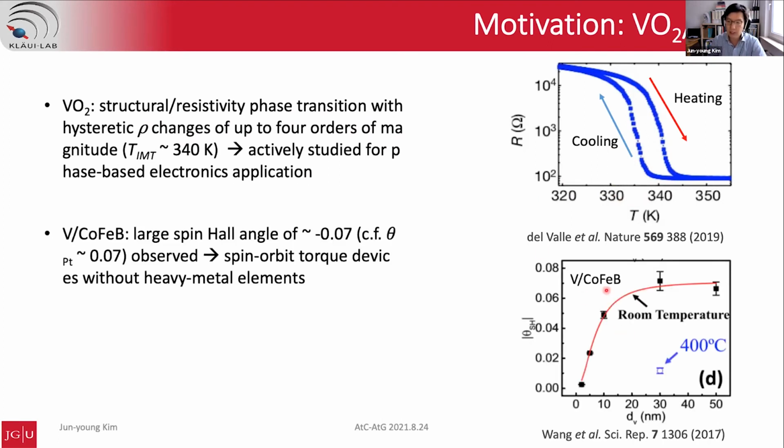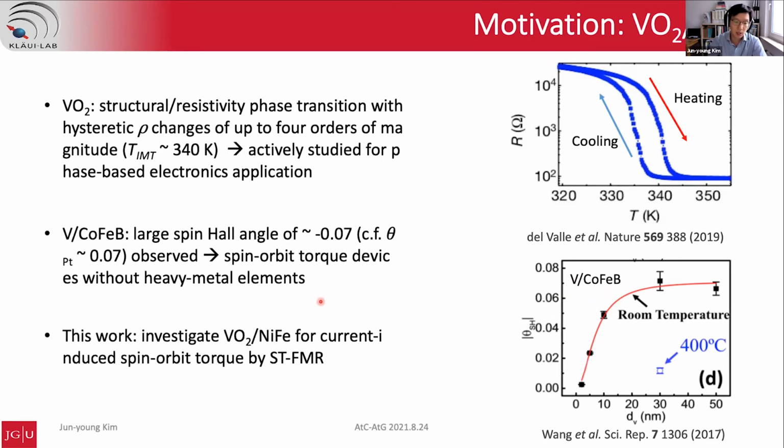our interest was kindled by the observation of a large spin Hall angle that's comparable to that of platinum in metallic vanadium, which then enabled possible spin-orbit-torque devices with a large spin Hall angle or large spin-orbit-torque efficiency without using heavy metal elements. So there are some application potentials. So in this work, we investigated this vanadium dioxide and nickel-iron bilayer for any current-induced spin-orbit-torque effect using the ST-FMR technique.